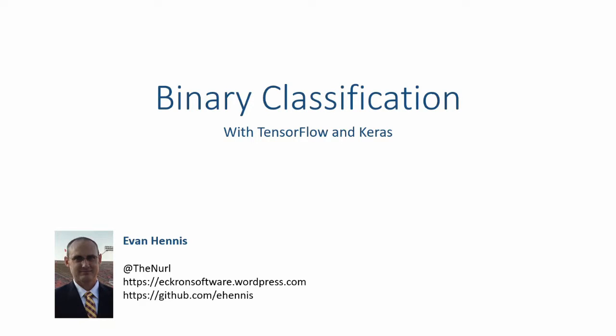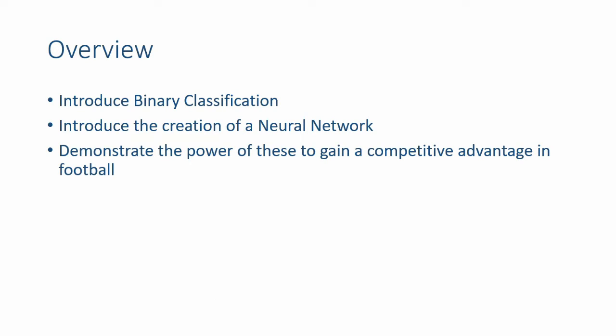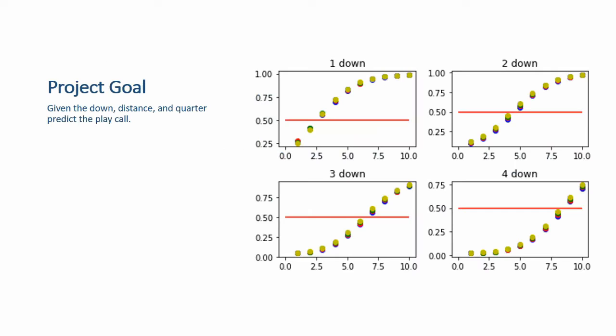Hello, my name is Evan Hennis, and this video will cover a project I created that uses binary classification using TensorFlow and Keras. This video will have a quick introduction of binary classification. I'll then go on to talk about the creation of a neural network and finally show how I put all of them together to help predict a football play based on a set of input parameters.